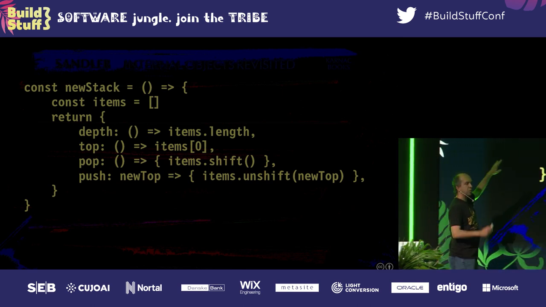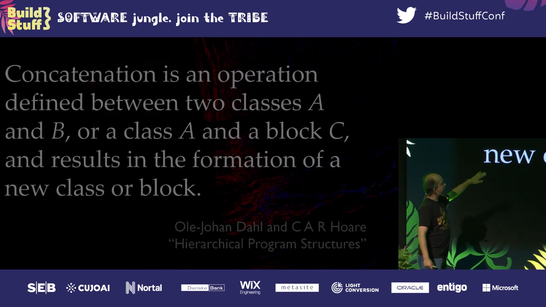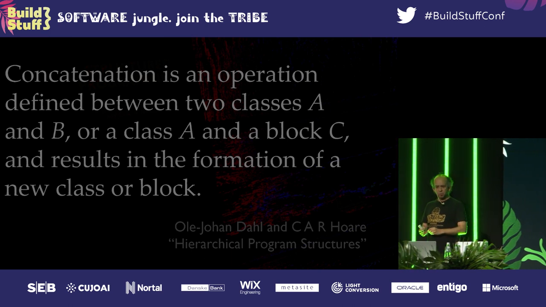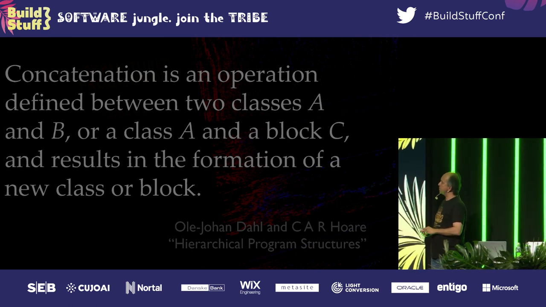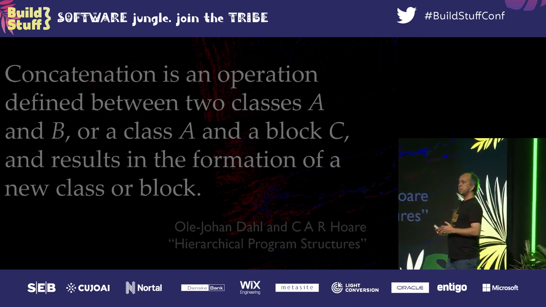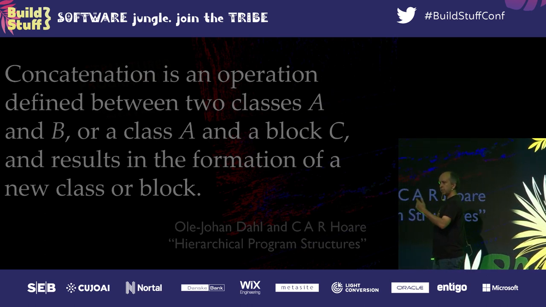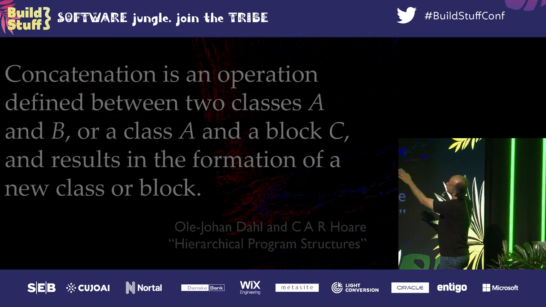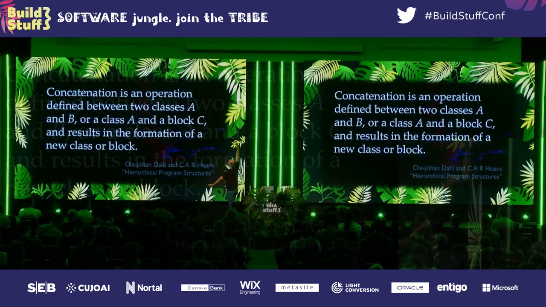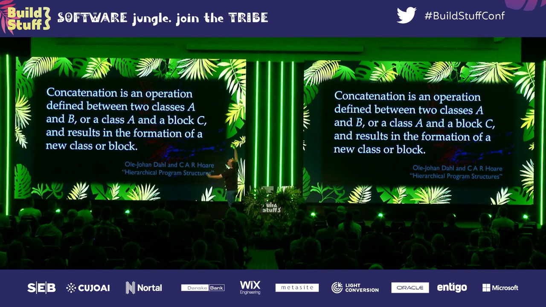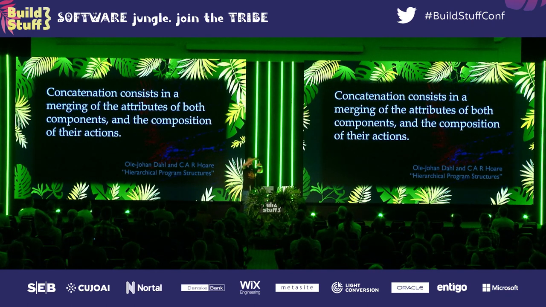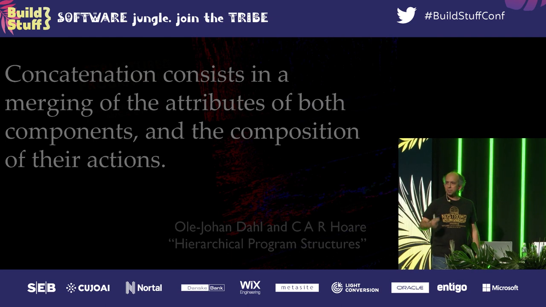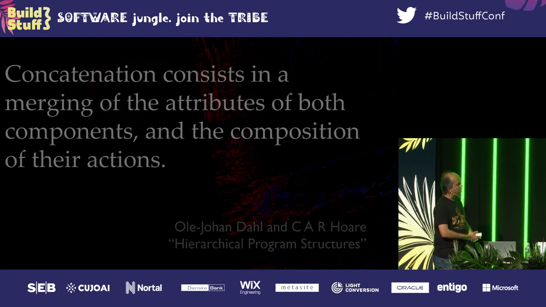We've got the data abstraction side. What about the inheritance side? Well, back in the late 60s and early 70s, it wasn't really called inheritance. The terminology that was used for the similar Simula 67 language was concatenation. Concatenation is an operation between two classes, A and B, and results in the formation of a new class or block. Concatenation consists of merging the attributes, both components, and the composition of their actions.